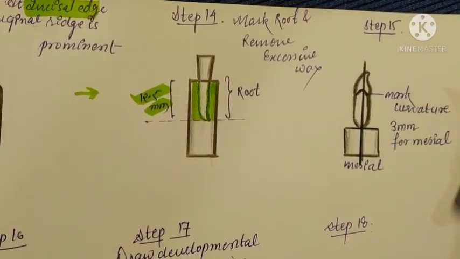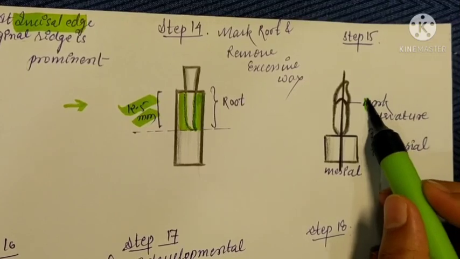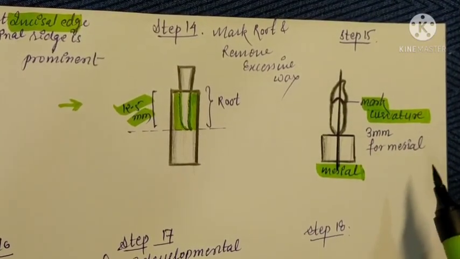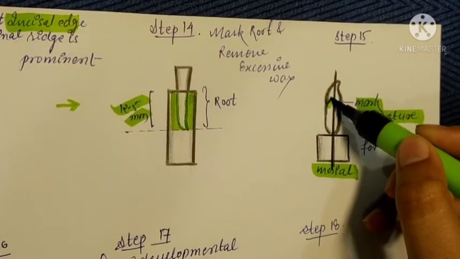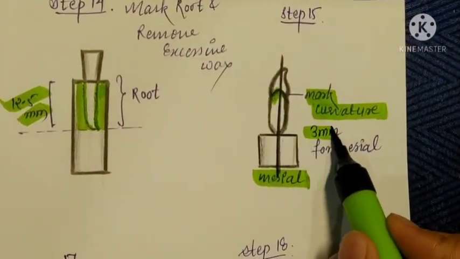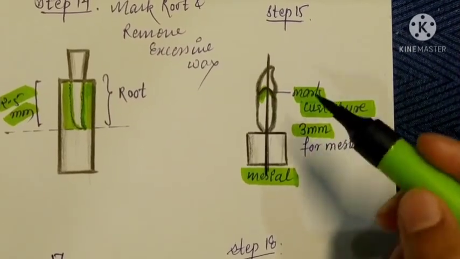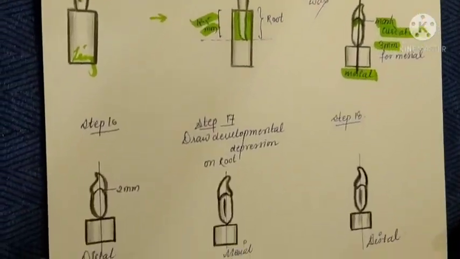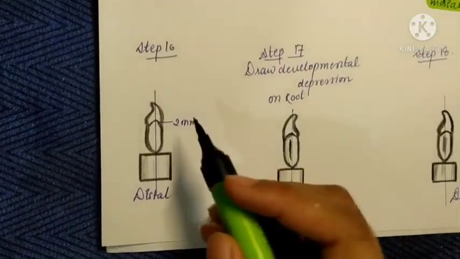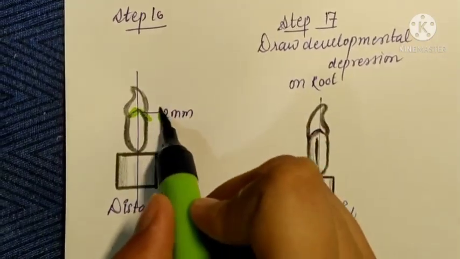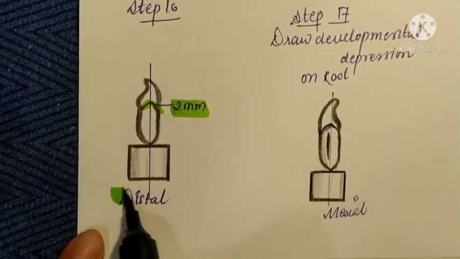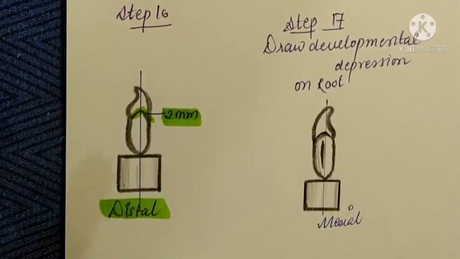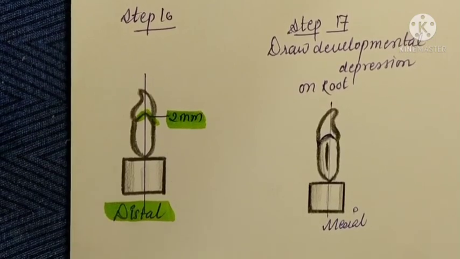After getting our root, we have to mark our curvatures. This is our mesial side, and this is our curvature. In the mesial side, the curvature is 3 mm. Now moving to the distal side, the curvature is also present in the distal side. The curvature in the distal side is 2 mm. Here you can see in the distal side, the curvature is 2 mm, and this is the curvature. Now after drawing these curvatures, we are moving to our next step.